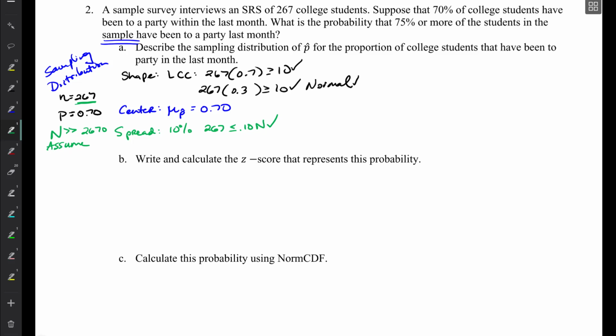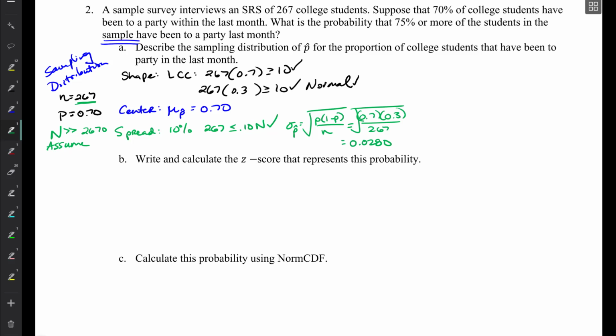leaving us with ample room to calculate our standard deviation, where we say that's going to be the square root of p times 1 minus p all over n, and that's going to be 0.7 times 0.3 all over my sample size, 267, dividing that by 267 and then taking the square root of that. And that's going to give us 0.0280. And there is our standard deviation.